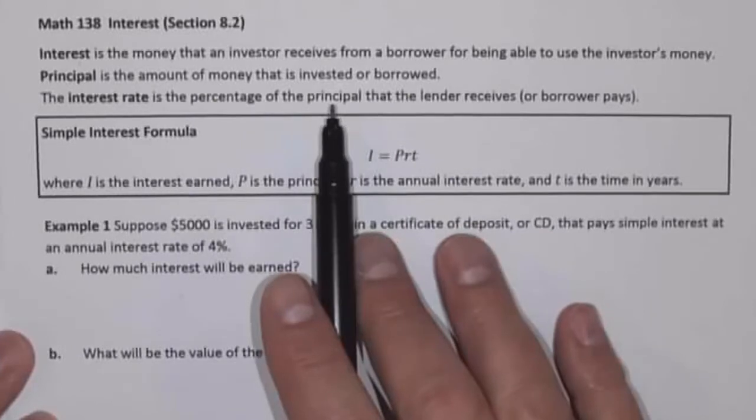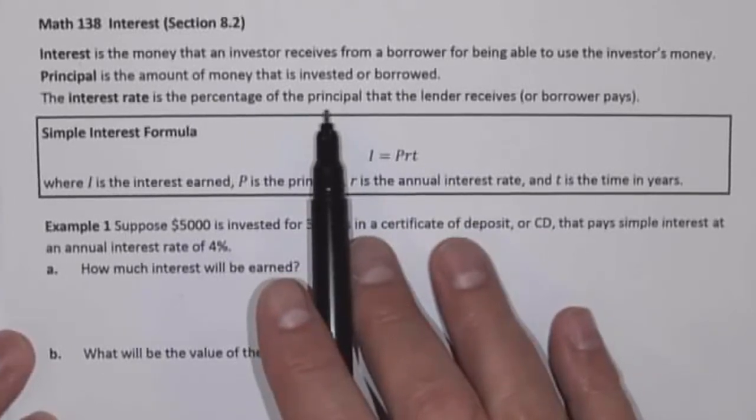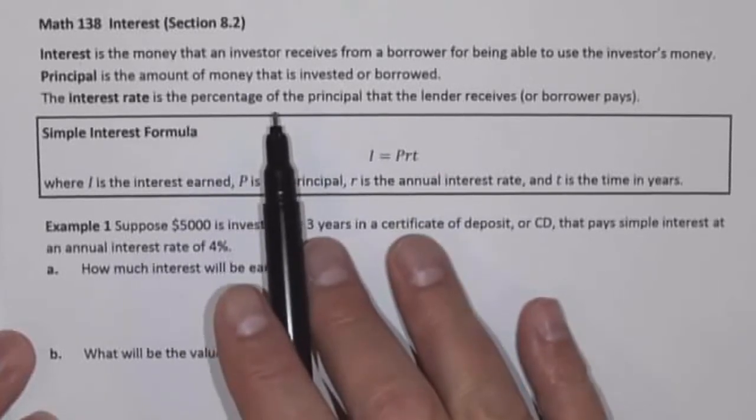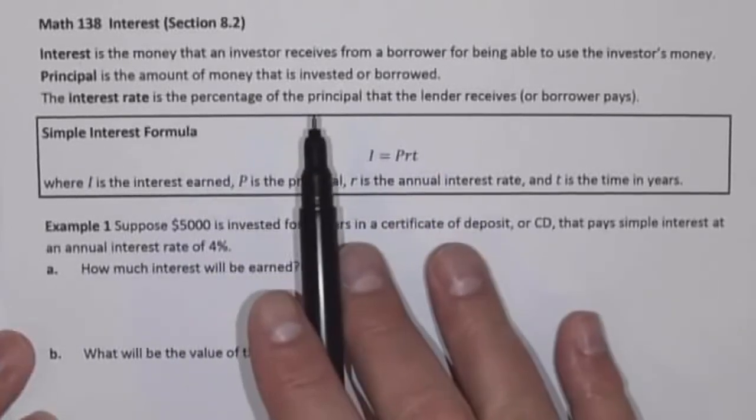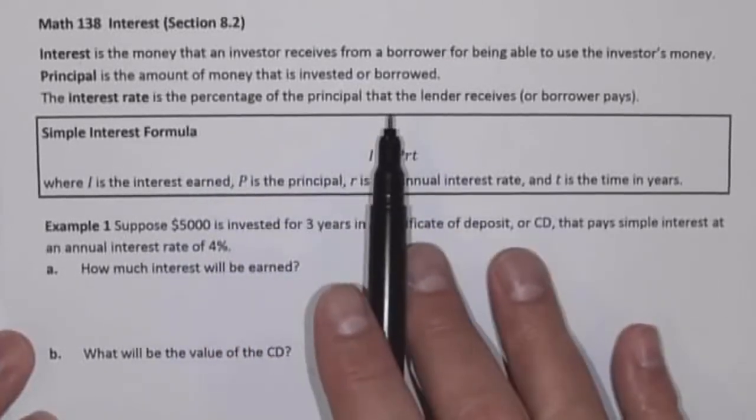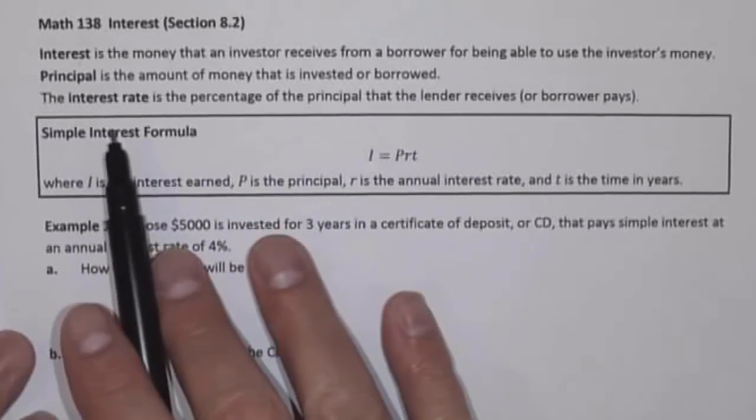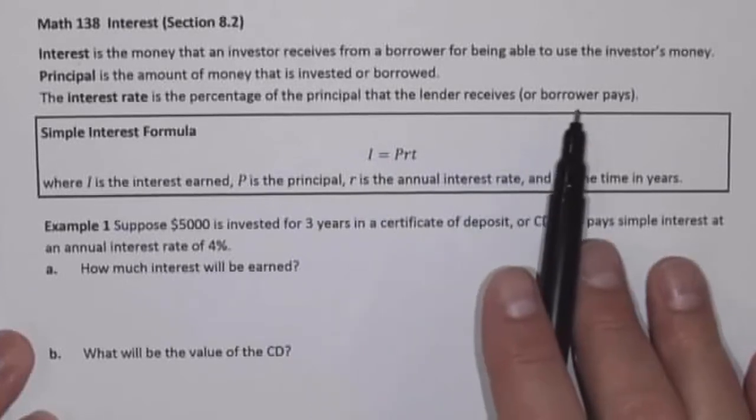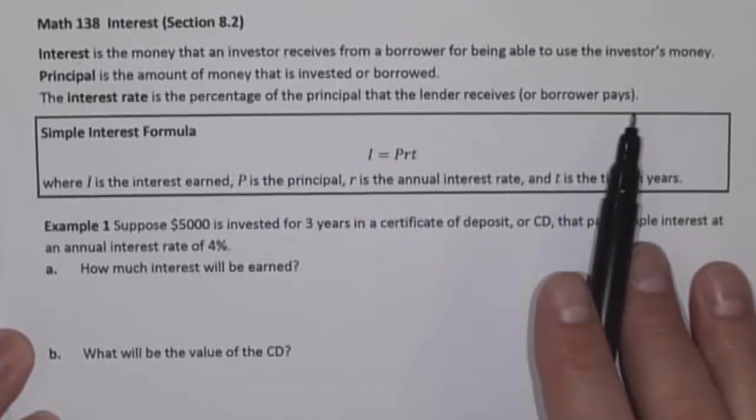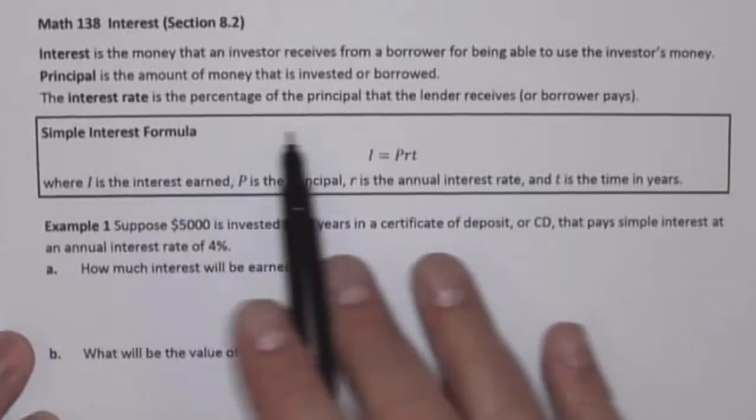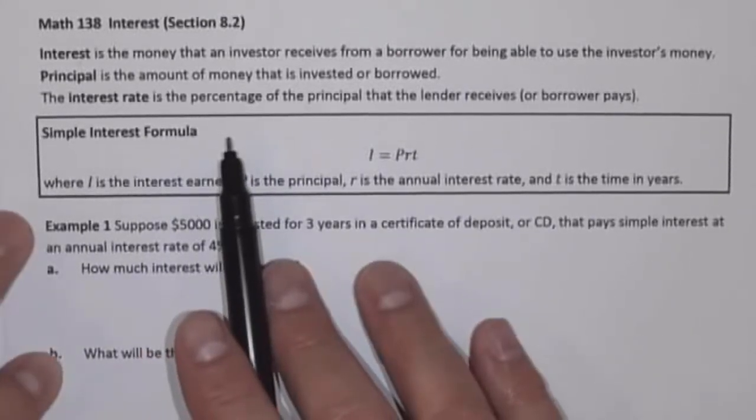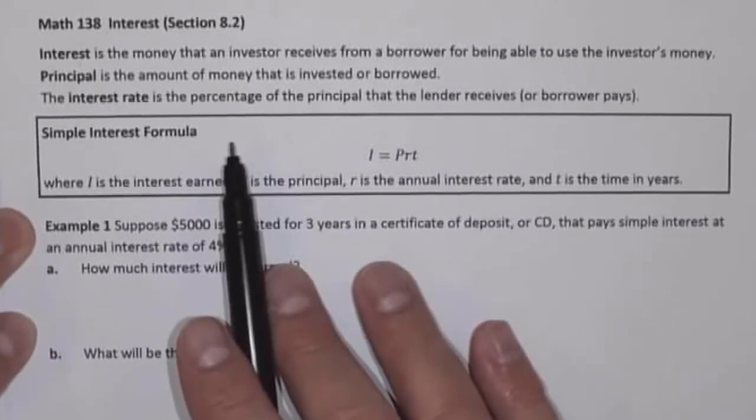So as I said before, if you borrow $1,000, then $1,000 is the principal. If you invest $1,000, then that $1,000 investment is the principal. The interest rate is the percentage of the principal that the lender receives or the borrower pays. So that's going to be a percent, and the investor receives that percent of the principal for the investment.